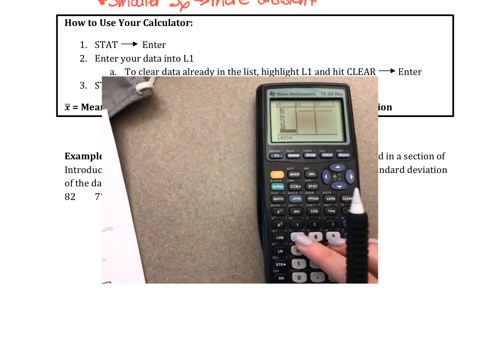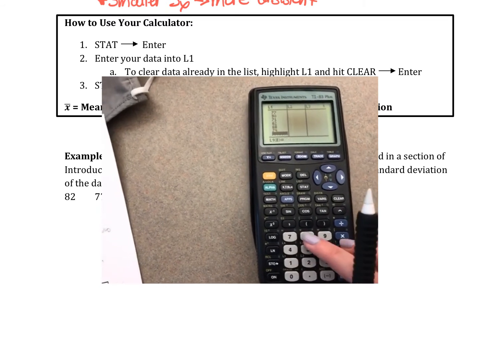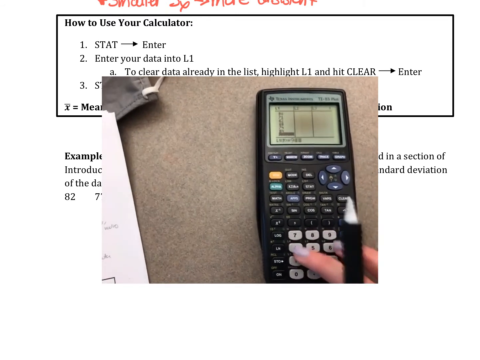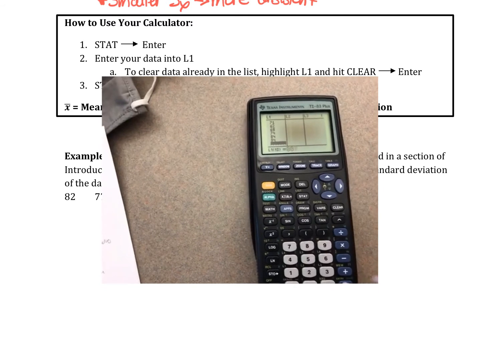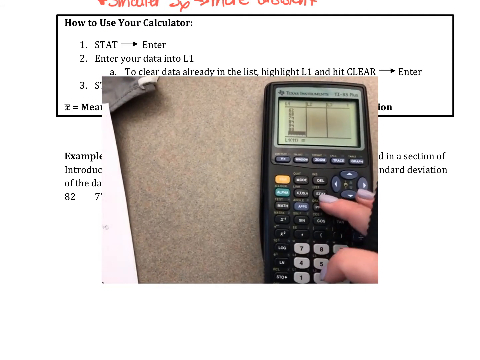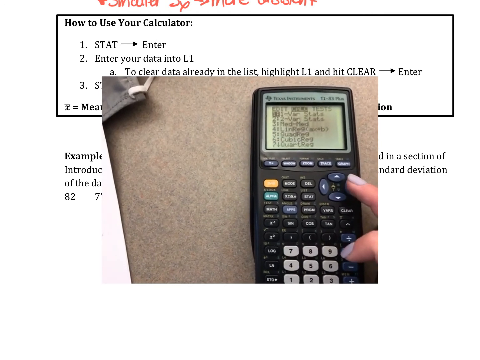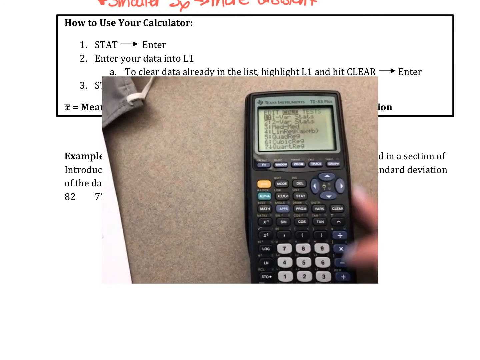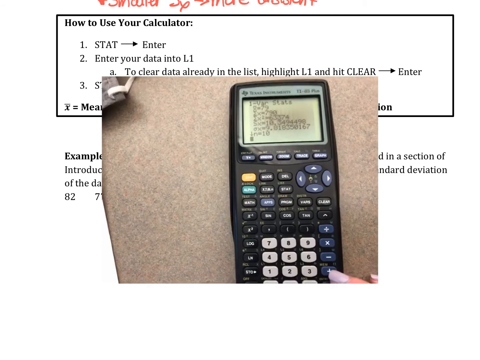Typing in all our values. Okay, and once we have them all typed in, then you're going to hit Stat, go over to the Calc menu, and select the first option, 1-Var Stats. Just hit Enter until a bunch of stuff pops up.